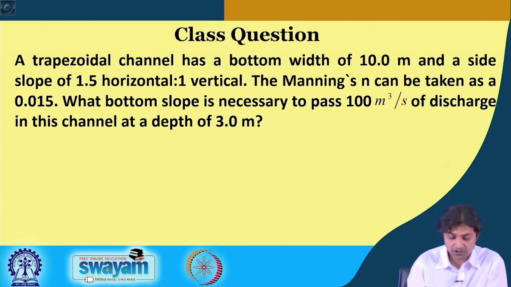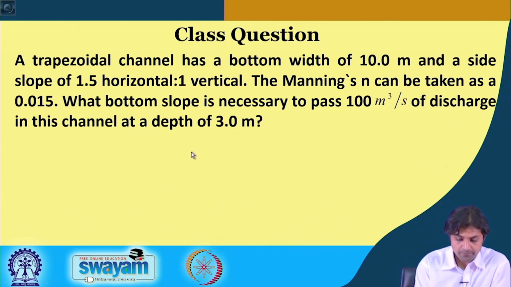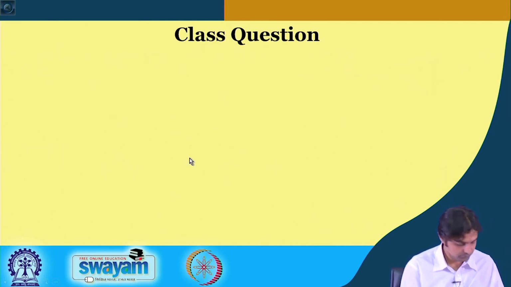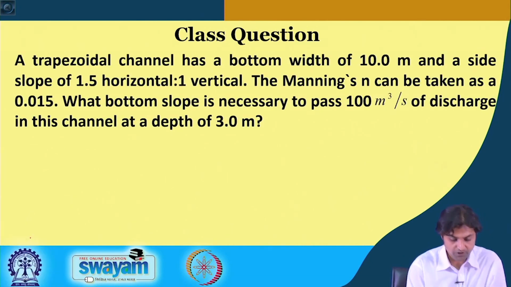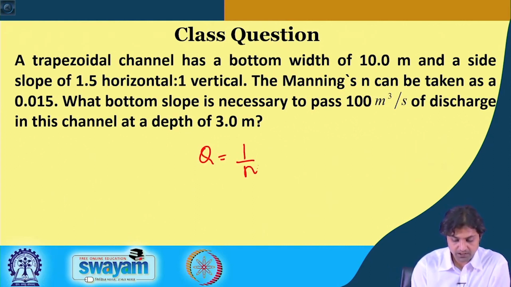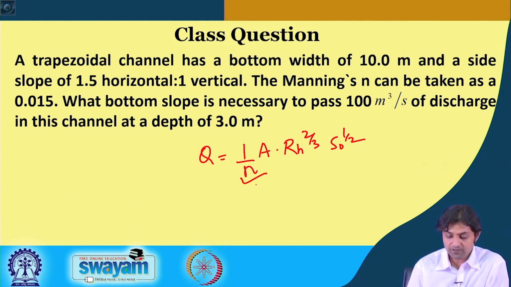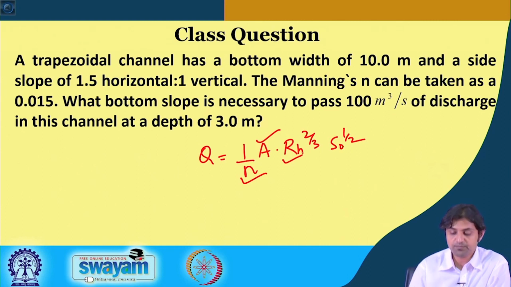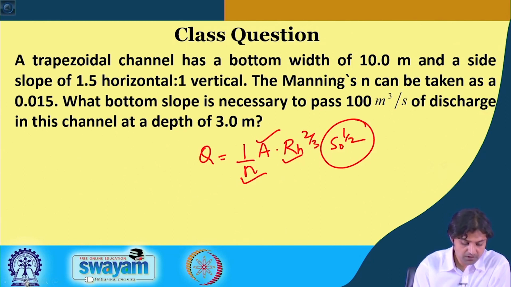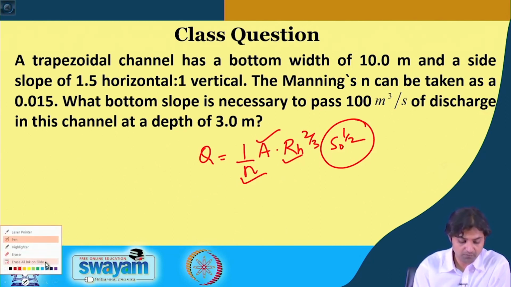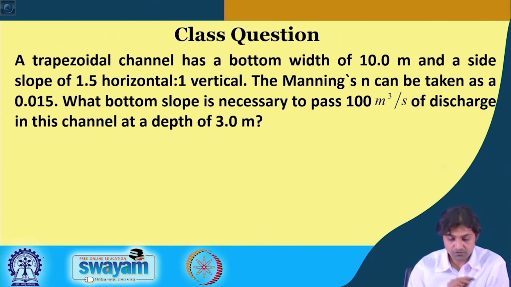See, on all these questions the formula is Q equals 1 by n, area into R_H to the power 2 by 3. You see what all things are given, n is given. You have been given area also because you have been given a bottom width and side slope, so area is known. So, everything is known, so hydraulic parameters. In this particular question it is about finding S naught. This is a simpler way to look at the problem. So, what exactly is being asked? So, we start doing this question.